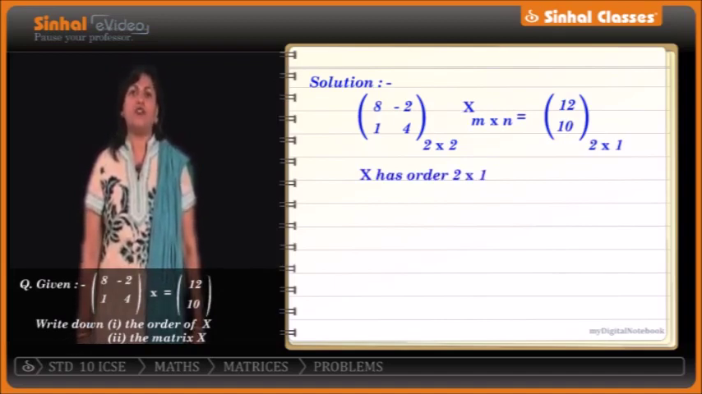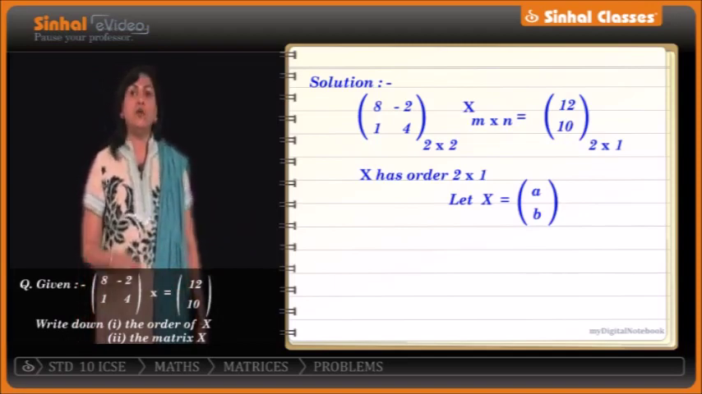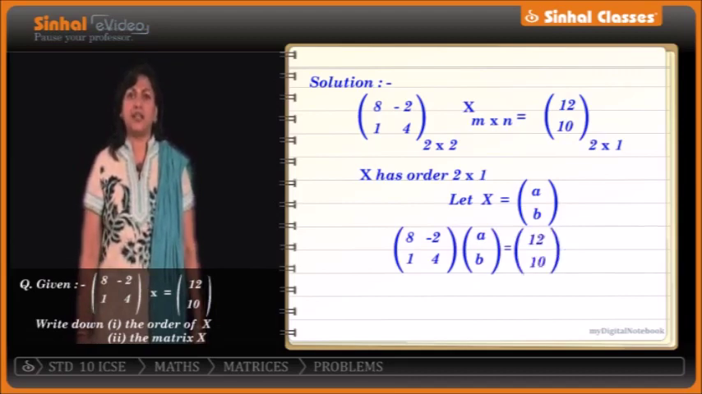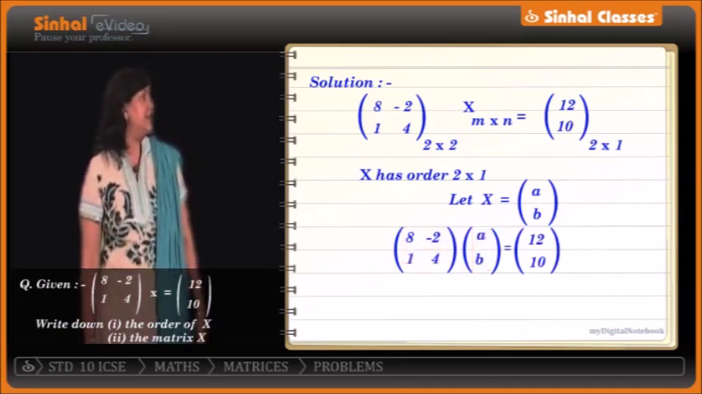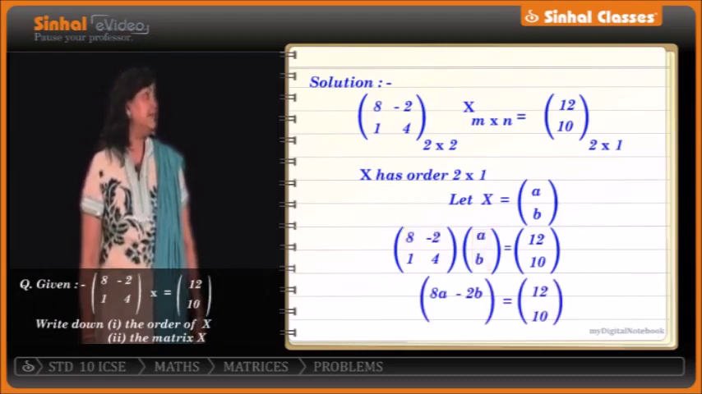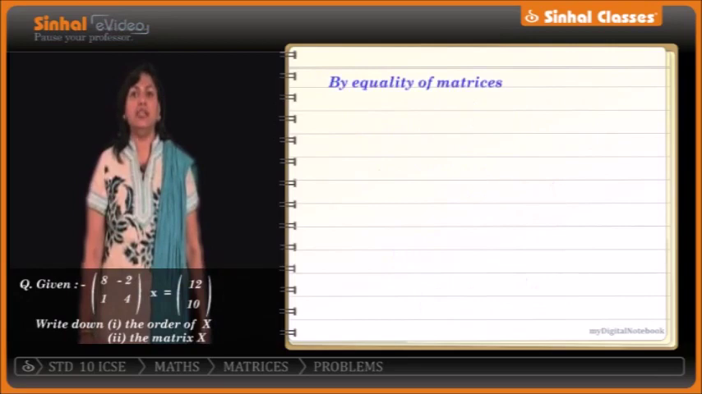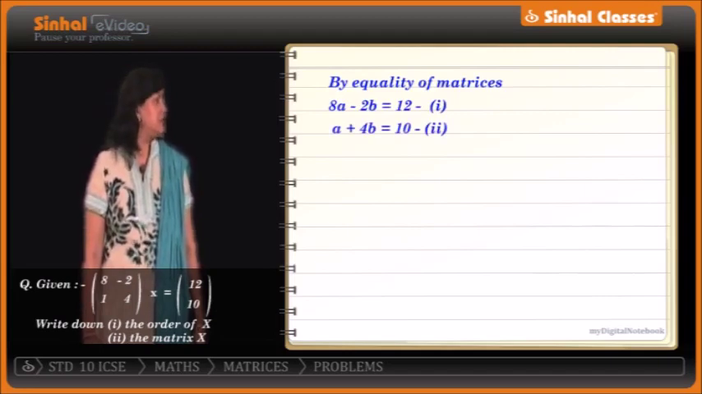Now, we want to find the value of matrix X. Let us assume X as A, B. A and B here are two variables. Now, we multiply the first given matrix into this matrix X. Since there are just two rows in the first matrix and one column in the second matrix, the multiplication will be row 1, column 1 and row 2, column 1. We get 8A minus 2B and A plus 4B, that is equal to 12, 10. These two matrices are equal, given. So we equate their corresponding elements to get 8A minus 2B is equal to 12 and A plus 4B is equal to 10.